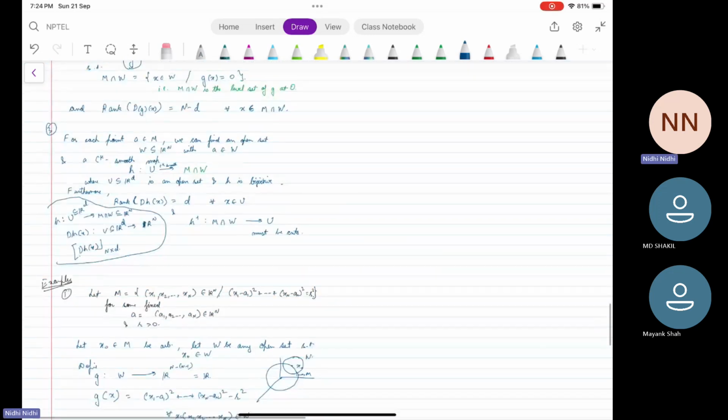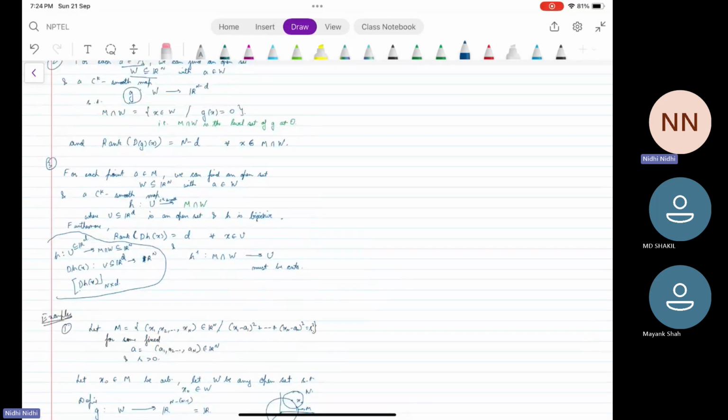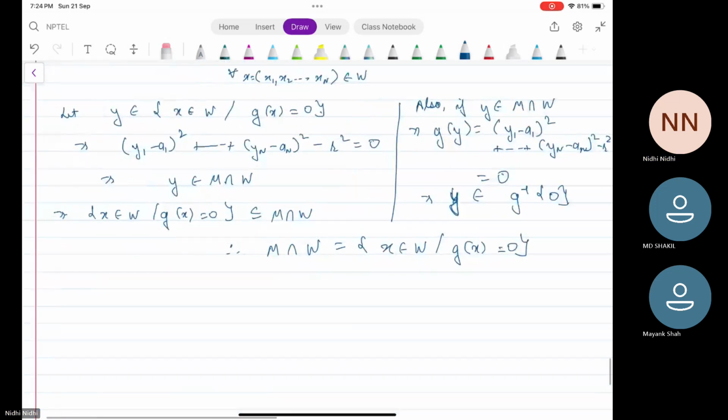Another condition, the last condition that we need, is that the rank of the matrix dg_x should be n minus d. So in our case, d is 1, so basically the rank should be n minus 1. So let's see what dg_x is, firstly.